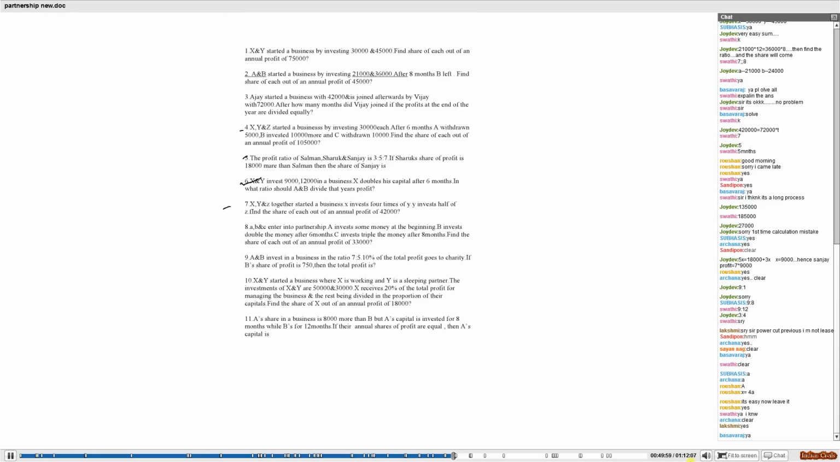Next question. Look, A, B and C entered into partnership. A invests some money at the beginning, B invests double the money after 8 months, C invests triple the money after 8 months. Find the share of each out of an annual profit of 33,000 rupees. Try to solve this question. 8th one. So if you don't know the money, take some money as X.